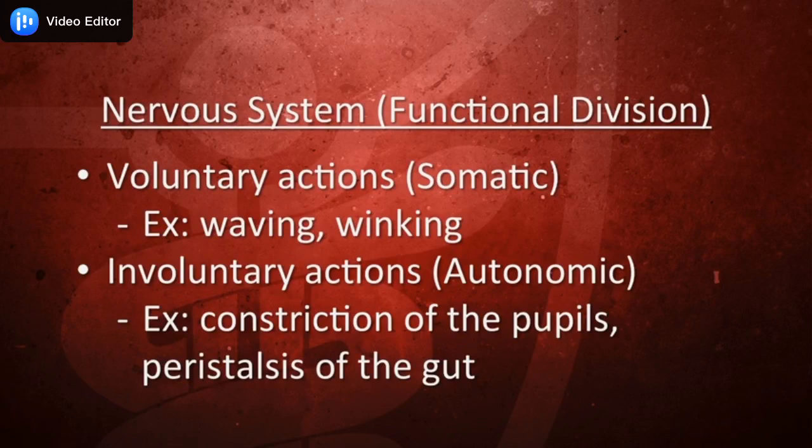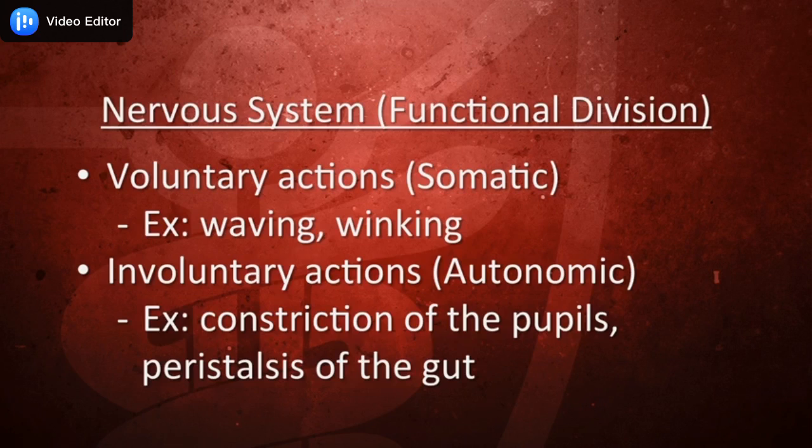Our nervous system controls voluntary actions, which may be actions across joints like waving, or actions not involving joints, like winking. It also controls involuntary actions, like the constriction of the pupils, or peristalsis of the gut. Thus, we say the nervous system may be functionally divided into a voluntary, or somatic, nervous system, and an involuntary, or autonomic, nervous system.